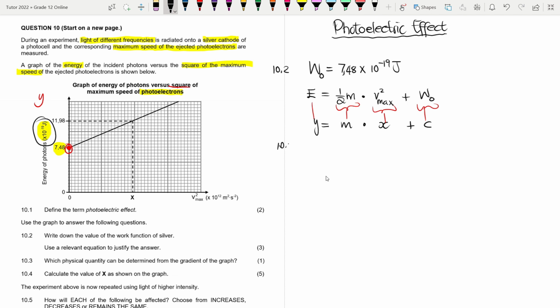10.3. Which physical quantity can be determined from the gradient of the graph? Just for 1 mark. Half mass. So that's a correct answer if they say what does the gradient represent, but they want just the physical thing. So it's just the mass. Good. So we can find the mass of photoelectrons.